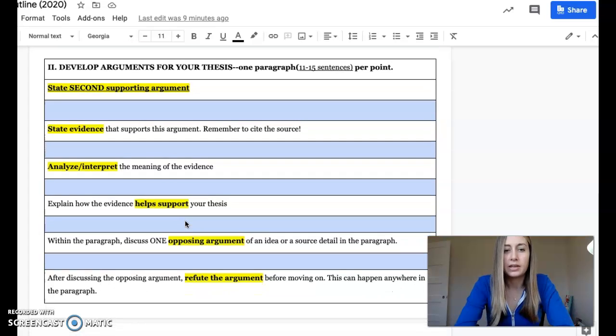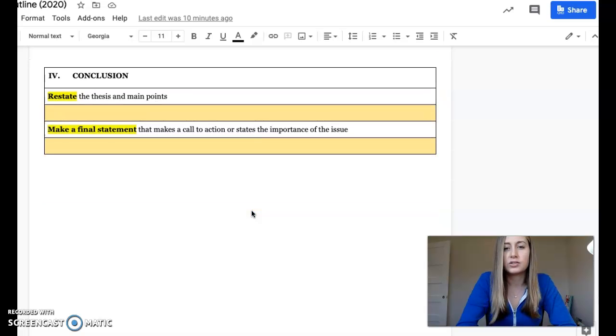Then you do the exact same thing for your second argument. So state your second supporting argument, state the evidence that supports it, make sure you cite it properly, and there should be more than one example of evidence in research. Analyze or interpret what it means, how it helps support your thesis, mention the opposing argument, and then refute the opposing argument and say why it's wrong. Each body paragraph should be about 1 page, probably, or close to a page. Note it says 11 to 15 sentences per point. The conclusion is usually about a half a page, sometimes less, depending.